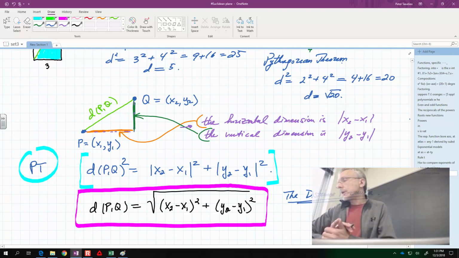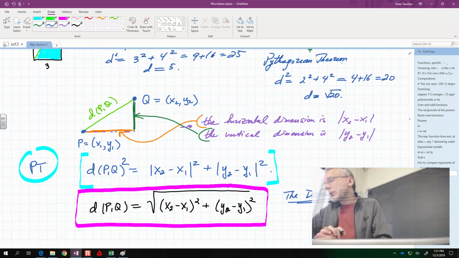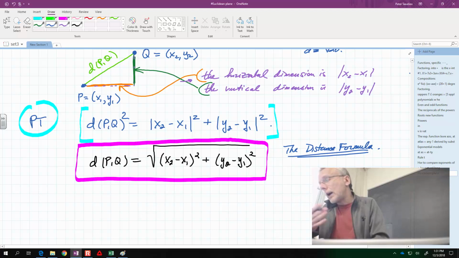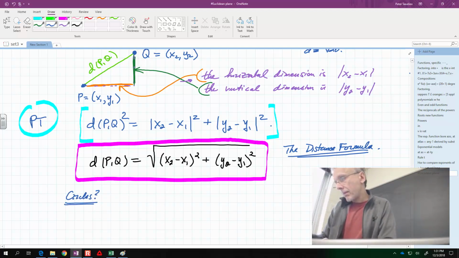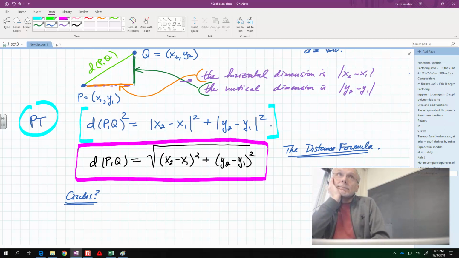So for any 2 points on the xy plane, if the coordinates are known, the distance between them is found by substituting numbers into this formula, which is fairly straightforward. The more complex and more interesting problems that we're going to face involve such a thing as a circle. So we're going to use it to study circles. What does the formula have to do with circles? Well, actually, a better question is, what is a circle?